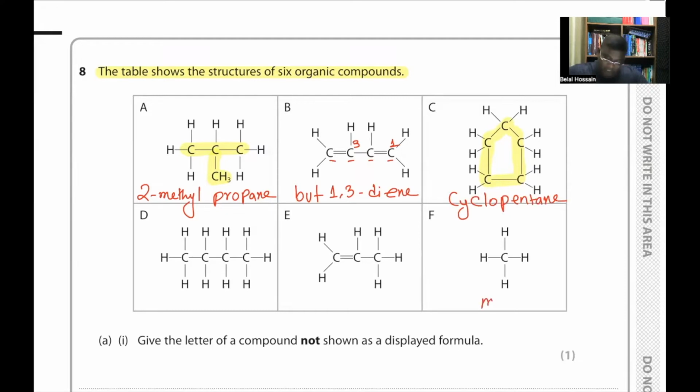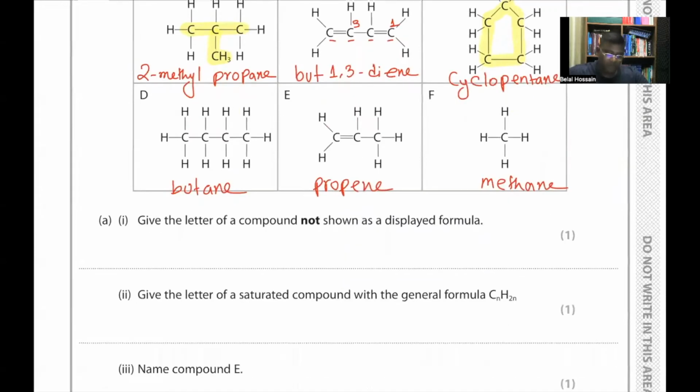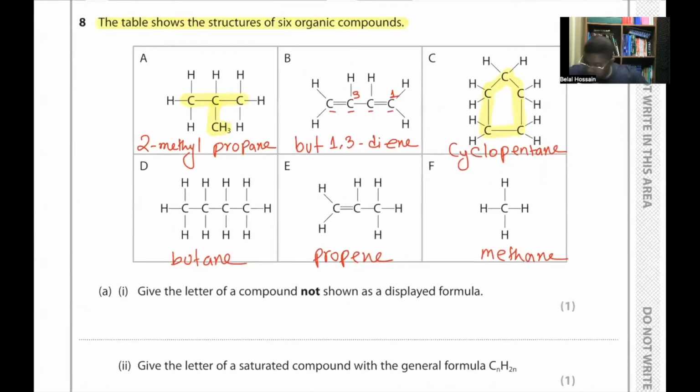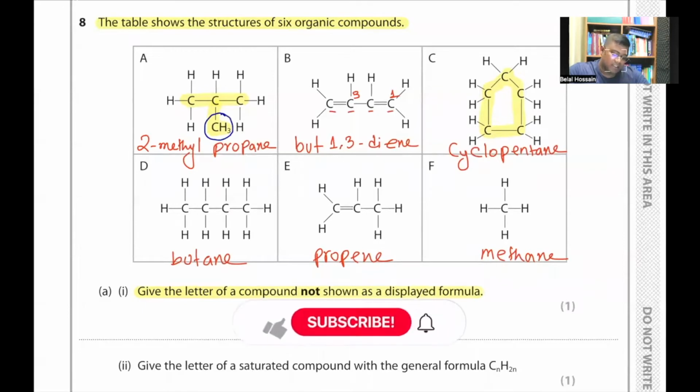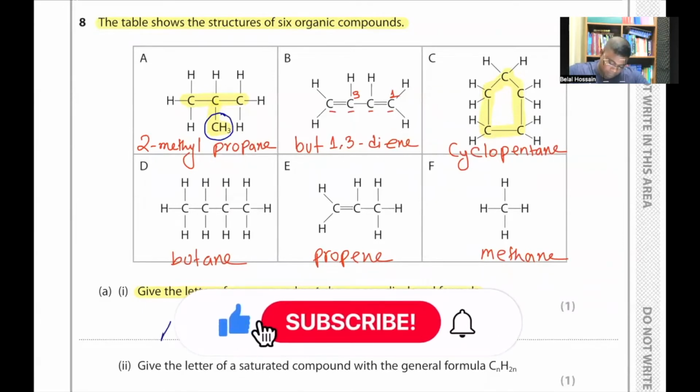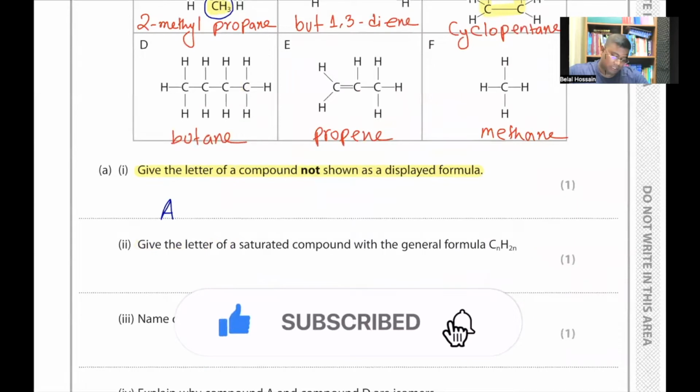We have methane in F. Then we have propene in E. And then we have butane. We're just naming them so that it makes it easy for us to do the answers. Give the letter of a compound not shown as a displayed formula. So we can see this particular part of the methyl group is not shown as a displayed formula. So A will be that particular compound.